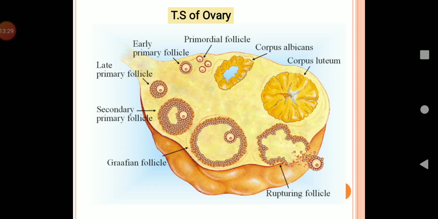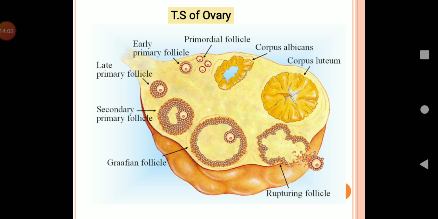Here you can see the TS of ovary, which we have already studied in the female reproductive system, where histologically the ovary is surrounded by tunica albuginea, which is a whitish capsule of dense irregular connective tissue, inside the germinal epithelium, because ovary shows cyclic changes during the menstrual cycle. The cortical region shows different stages of development of ovarian follicles and the Graafian follicles.